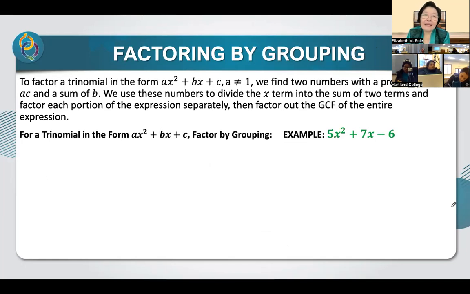This is now a trinomial that is not a perfect square trinomial, and the leading coefficient is not 1. All right? So when the x squared has a coefficient which is not 1, then we will use this process of factoring. So let me give an example: 5x squared plus 7x minus 6.